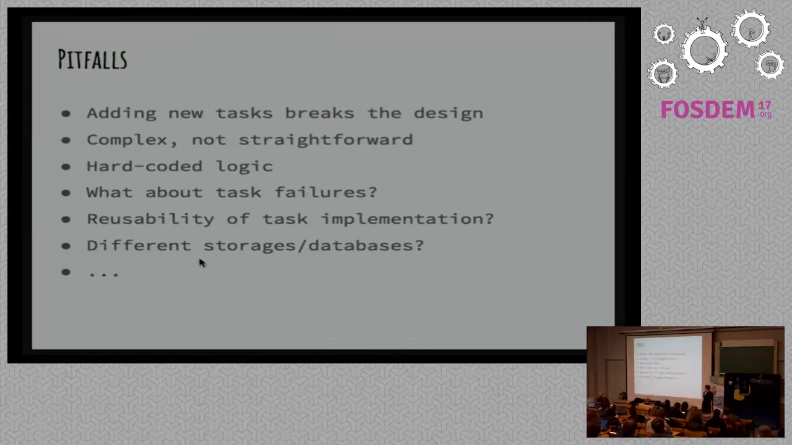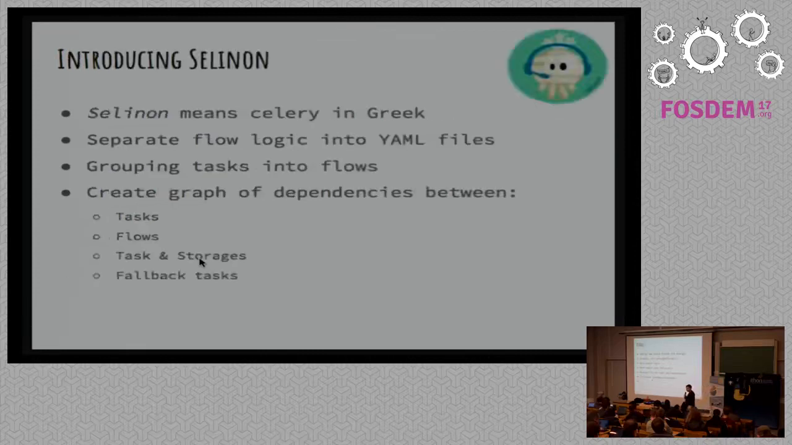And what about task failures? If a task fails, we want to recover somehow from this failure. We also want to reuse these tasks, and we don't want to be blocked by using one storage at a time. So that's how Selinon was introduced. Selinon means celery in Greek. Greek is quite popular with naming distributed systems such as Kubernetes, so I picked Selinon.